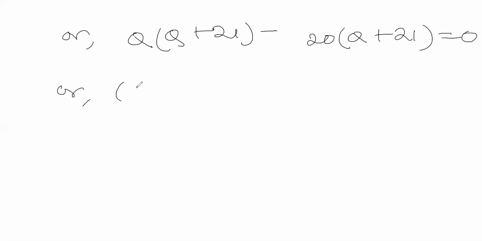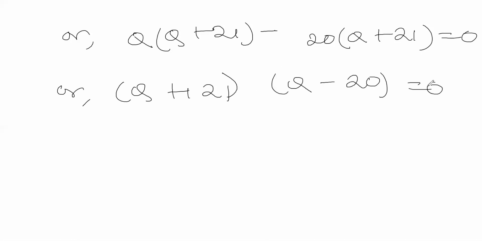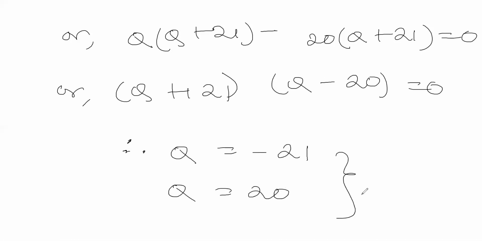Or we get q plus 21 and q minus 20 is equal to 0. So the two critical values we have got here are negative 21 and positive 20. So these are what? These are the critical values.